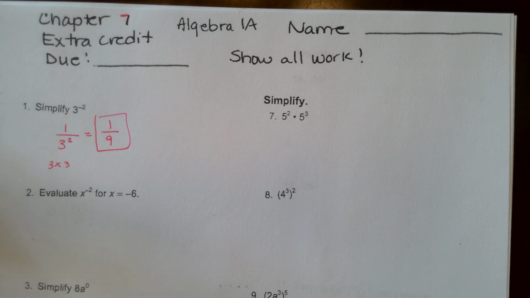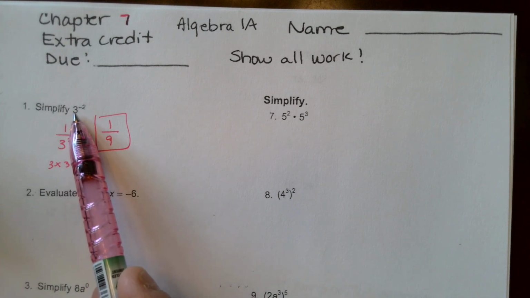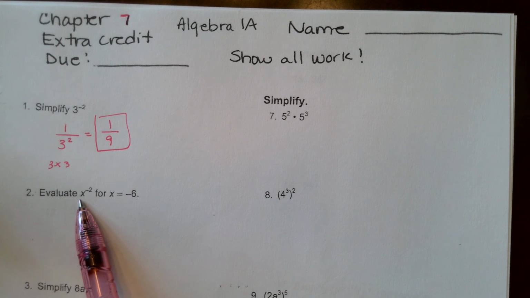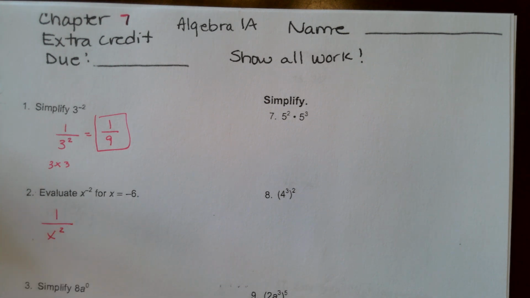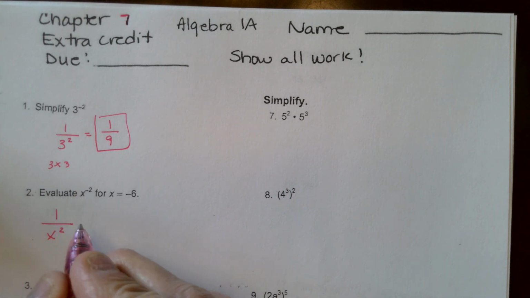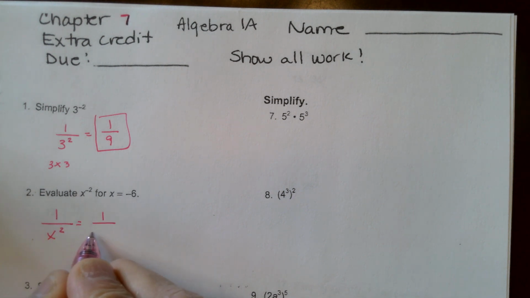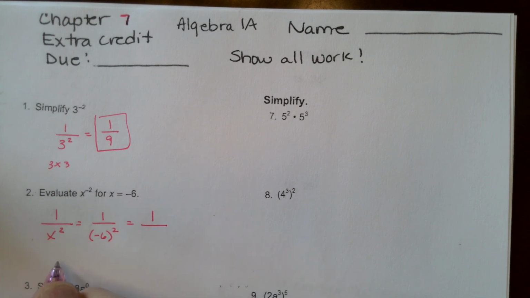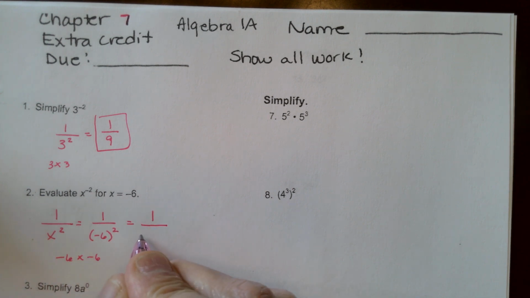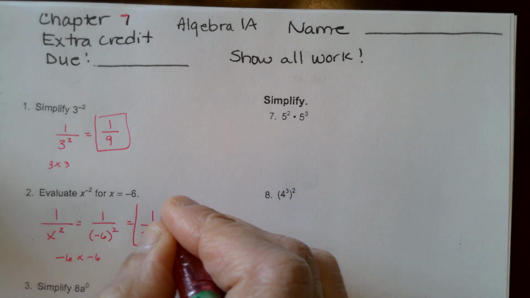All right, number 2. It looks like we have a similar situation as up here, except this was a value and this is a variable. So we're still going to do the same thing and move it downstairs to the denominator, but now I have to substitute. And remember, whenever you substitute a negative value, what should you always remember? Yes, put it in parentheses so that you don't make a mistake with that negative. So 1 over that will be 1 over -6 times -6, which is 36.